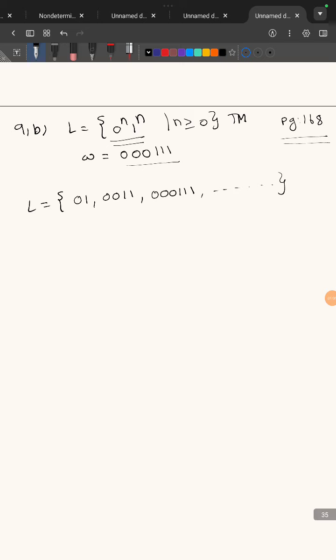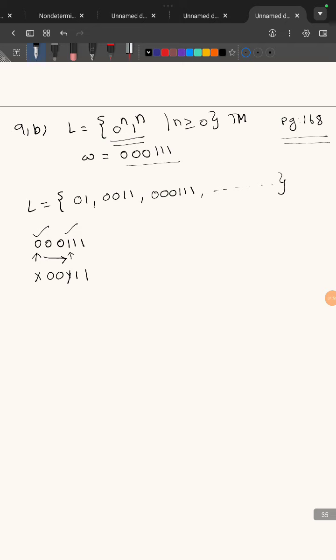Let us take the string they are asking to check, 3 zeros followed by 3 ones. Your Turing machine will see the first zero and mark that it has seen it by replacing the zero with x. Now it will traverse towards the right-hand side. When it sees the first 1, it replaces the 1 with y. By doing this, it ensures that if I am seeing a 0, I am seeing a 1.